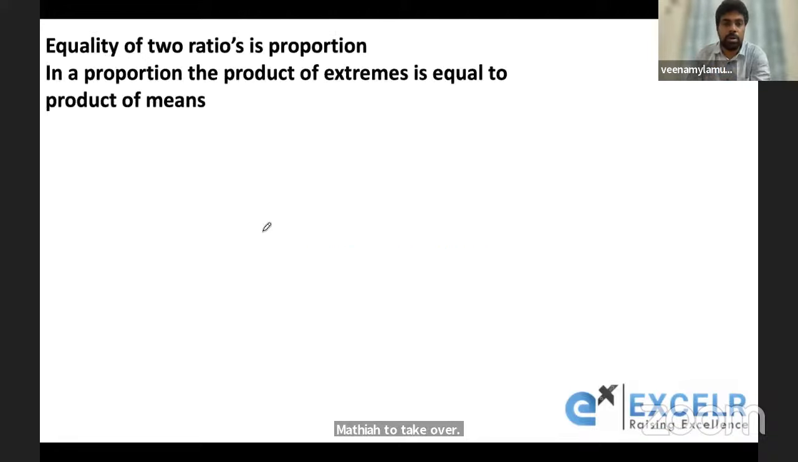Proportion. What do you mean by proportion? Equality of two ratios is proportion. First point: equality of two ratios is proportion. So suppose I assume that A, B, C and D are in proportion.